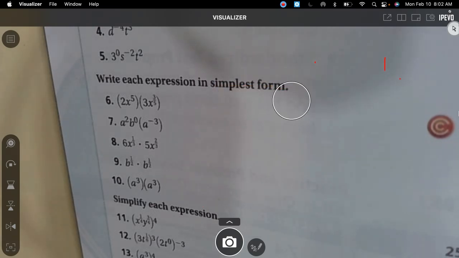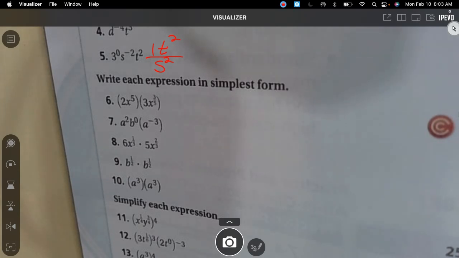So, number 5, 3 to the 0. What is that? 1. We can write it for now if you want to. 1. What happens to s to the negative 2? It goes to the bottom, so it becomes s squared. And what about t squared? Stable. It stays. So see how I have 1t squared over s squared?